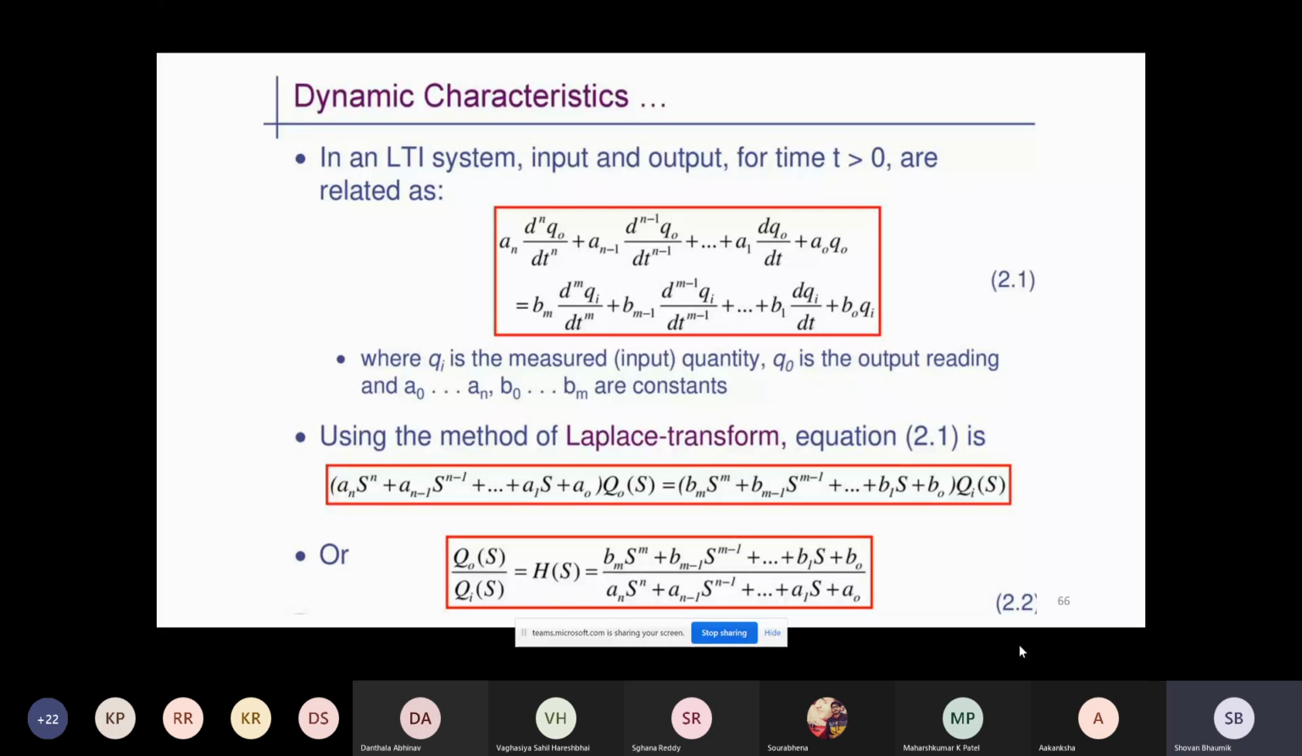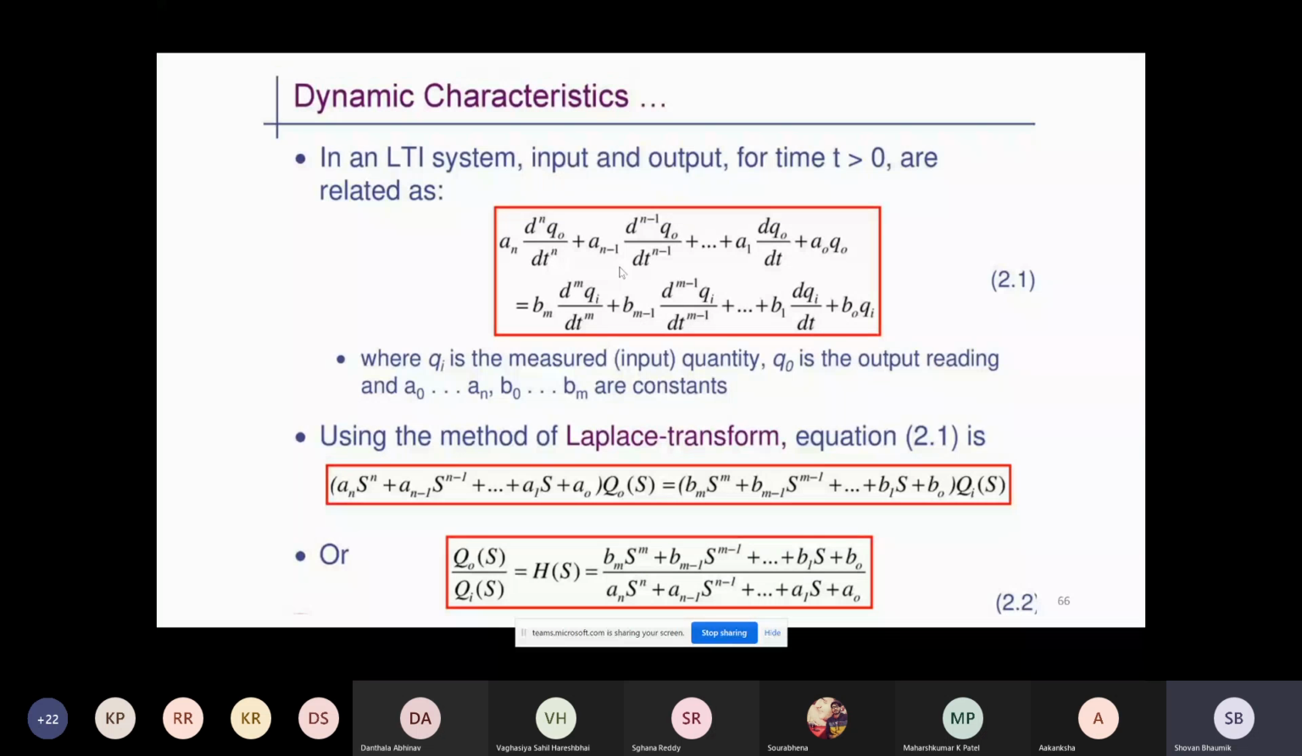So with such Laplace transform, you can transform equation 2.1, and you will get the equation written here. You see that it will be a_n s^n plus a_(n-1) s^(n-1) plus ... and then a_1 s plus a_0, and then the output q_0, the frequency domain capital Q of s. The right hand side will go b_m s to the power m, and so on. And our input will be q_i in the s domain, not in the t domain.